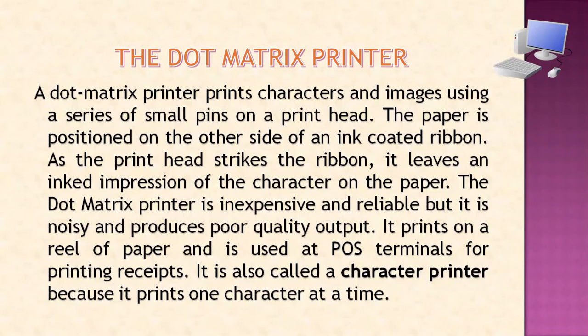Dot matrix printer. A dot matrix printer prints characters and images using a series of small pins on a print head. The paper is positioned on the other side of an ink coated ribbon. As the print head strikes the ribbon, it leaves an inked impression of the character on the paper. The dot matrix printer is inexpensive and reliable, but it is noisy and produces poor quality output. It prints on a reel of paper and is used at point of sale terminals for printing receipts. It is also called a character printer because it prints one character at a time.